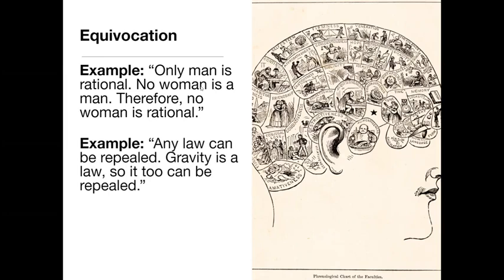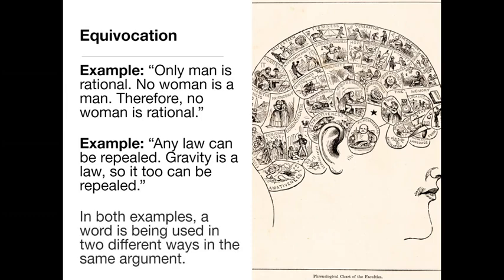How about this? Any law can be repealed. Gravity is a law, so it too can be repealed. Well, I'm equivocating on law, right? In one sense, I'm using law as a legal code, and in another sense, I'm using law as a scientific law of nature. So that would be committing the fallacy of equivocation.